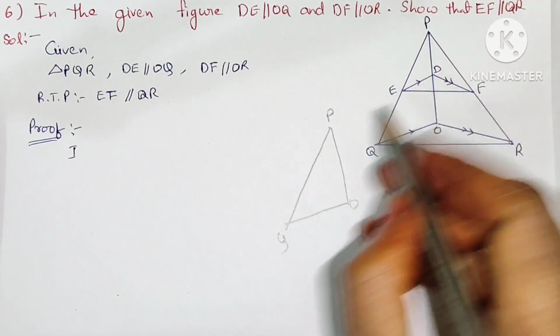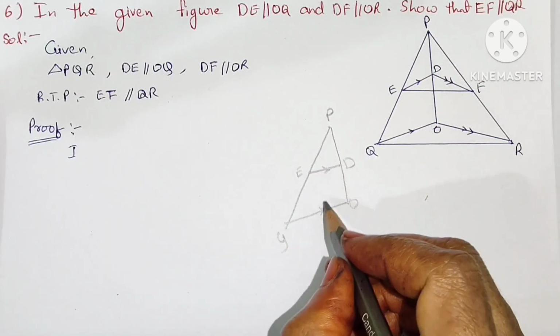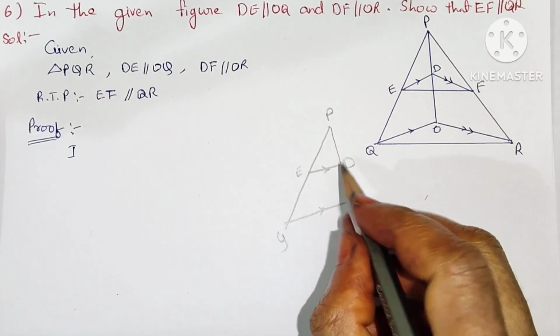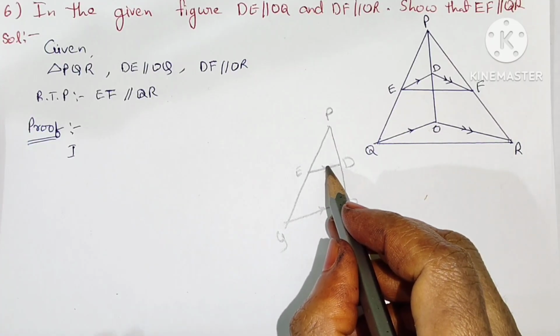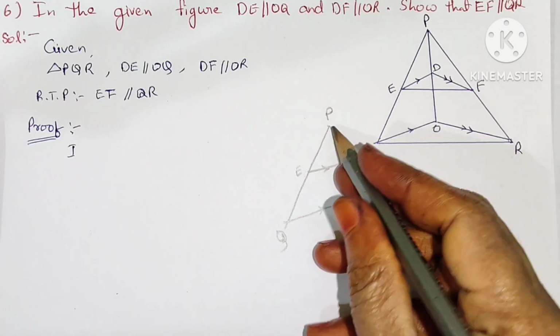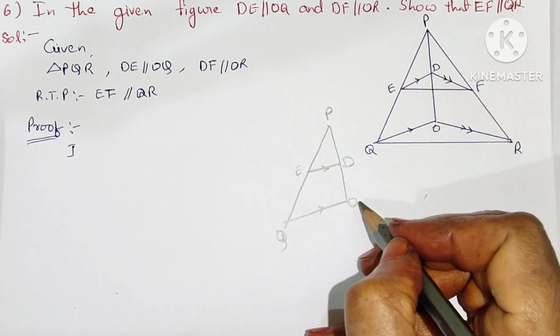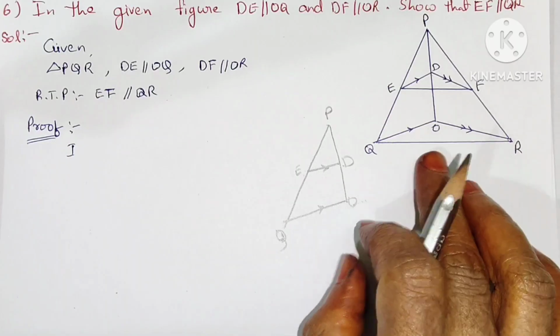POQ. So here ED and these two are parallel. These two are parallel, meaning in triangle POQ these two lines are parallel, so we use the basic proportionality theorem: PE by EQ equal to PD by DO. So we write that one. In this diagram we use the basic proportionality theorem.